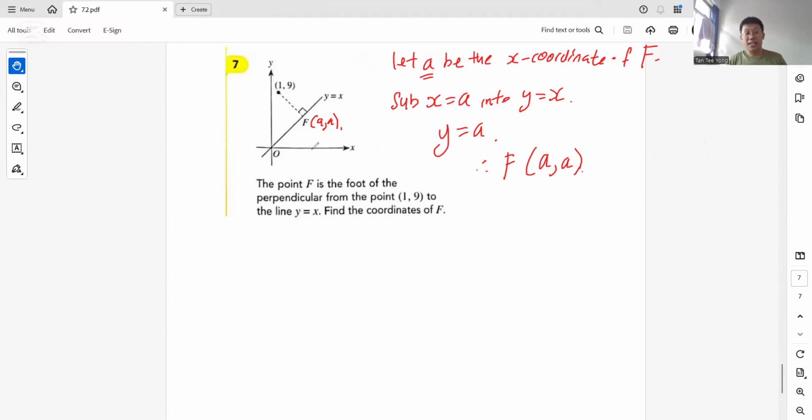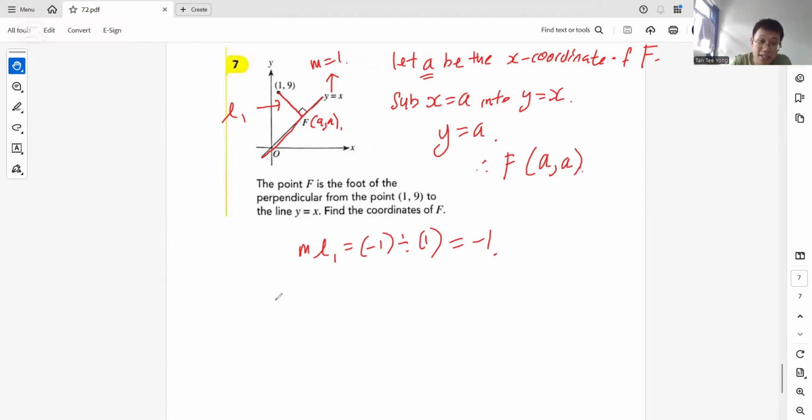All right. So as you can see, this y equals x line is perpendicular to this line. So let's label this line as L1. That means I can say that the gradient of L1 is equal to -1 divided by 1, because the gradient of this line, which is m, is equal to 1. So -1 divided by 1 equals -1. So this is the gradient of L1.